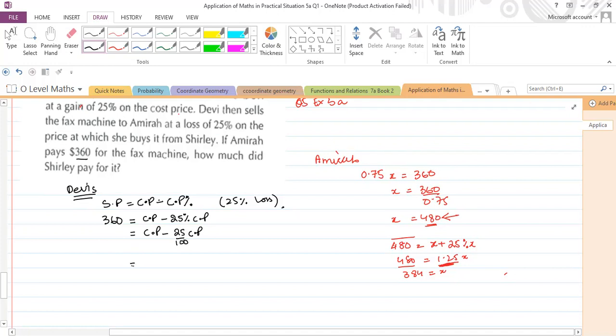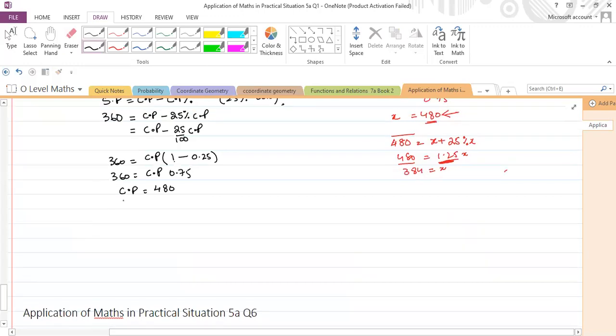If we take cost price as common, we get 1 minus 0.25. So 360 is equal to cost price times 0.75. If you subtract 0.25 from 1, you get 0.75. So the cost price which Devi paid was 480. Now this is the selling price for Shirley.